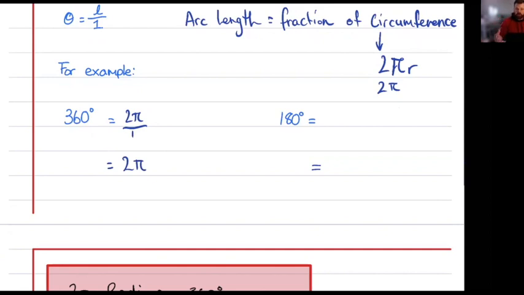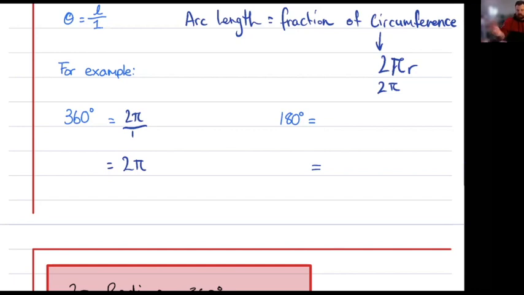So I can describe 360 degrees as a fraction of the radius, not the radius, the arc length, or in the case of 360 degrees, the full circumference of the circle divided by its radius. So an equivalent way to describe 360 degrees is 2 pi.